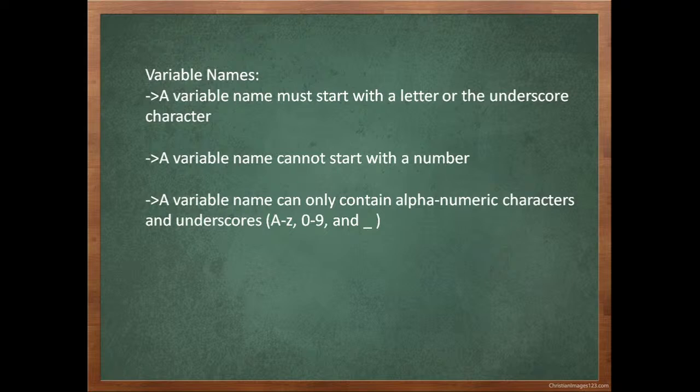A variable name can only contain alphanumeric characters and underscores. Any special characters must not be allowed to create a variable. Only A to Z characters are allowed, 0 to 9 numerics are allowed, and underscore is allowed to create a variable.